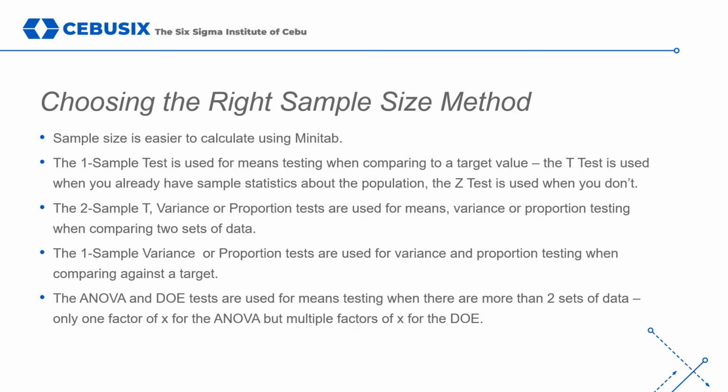The analysis of variance, ANOVA, is for means testing and requires more than two sets of data, but can only be used with one factor for x. The design of experiment, or DOE, is for means testing and requires more than two sets of data and needs more than one factor for x.